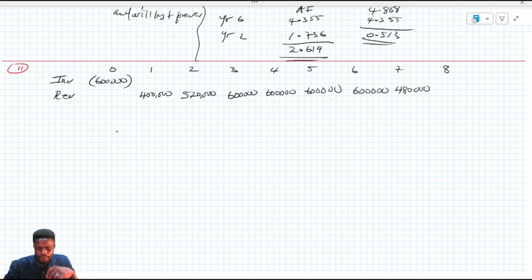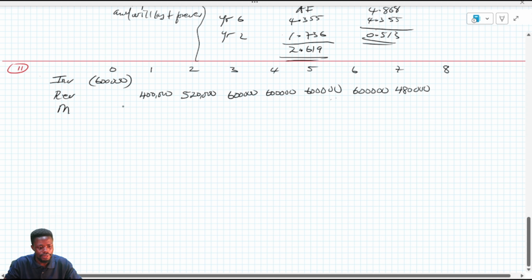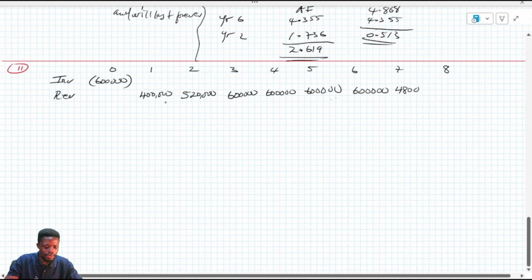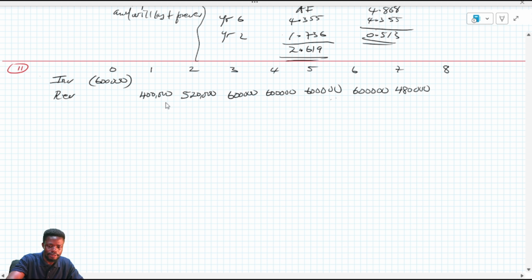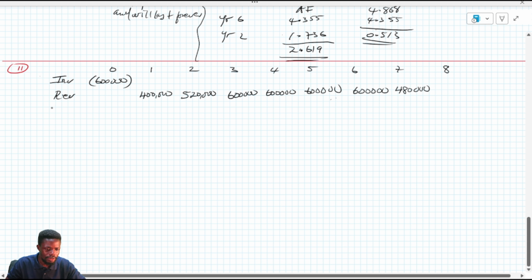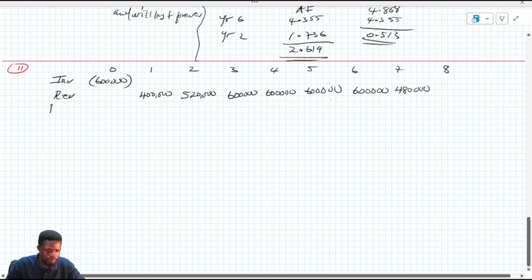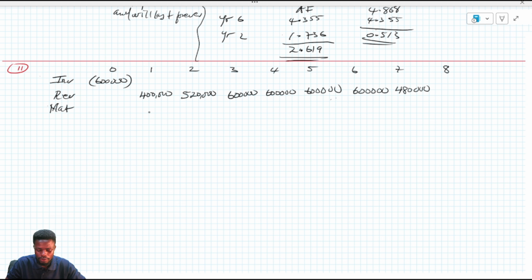Now, the next step is to get your materials. The next step is to get what? Materials. So you say materials. Materials for year one, what was it?